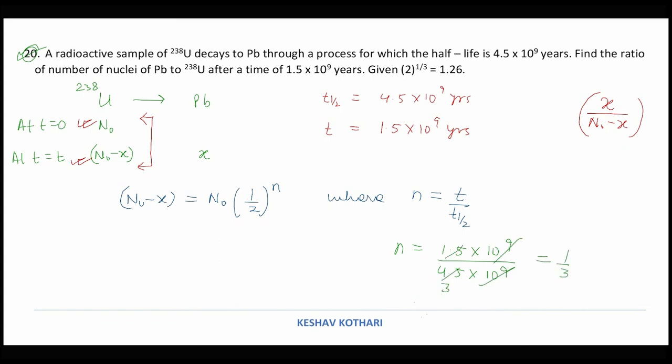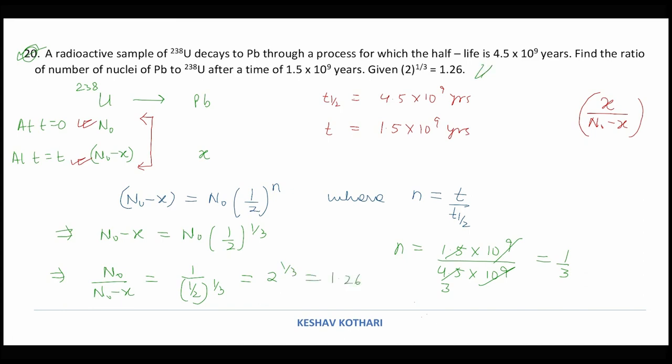So from here, I can say that N0 minus X is equal to N0 times (1/2)^(1/3). So from this equation I can write N0 upon N0 minus X is equal to 1 upon (1/2)^(1/3), which is equal to 2^(1/3), and it is given to us as 1.26.